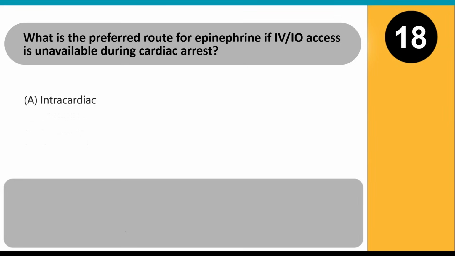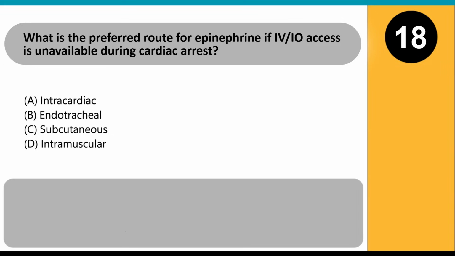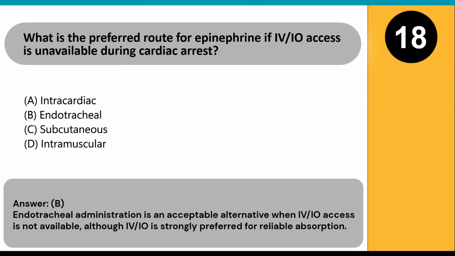What is the preferred route for epinephrine if IV/IO access is unavailable during cardiac arrest? A. Intracardiac. B. Endotracheal. C. Subcutaneous. D. Intramuscular. Answer: B. Endotracheal administration is an acceptable alternative when IV/IO access is not available, although IV/IO is strongly preferred for reliable absorption.